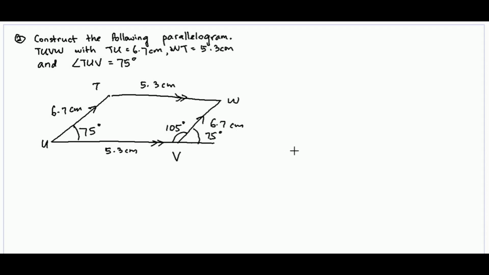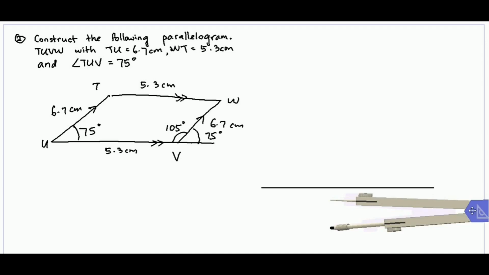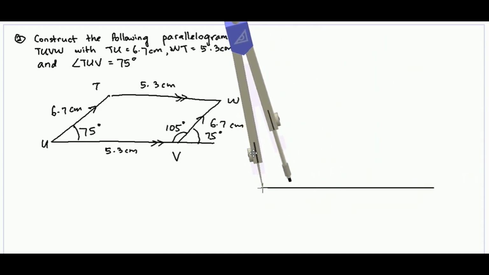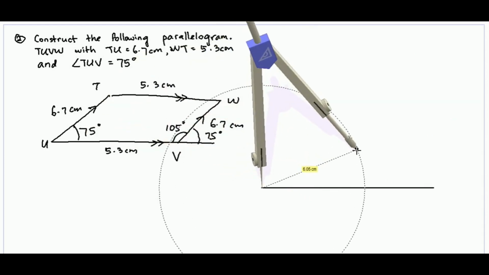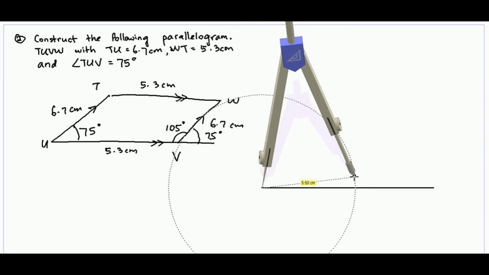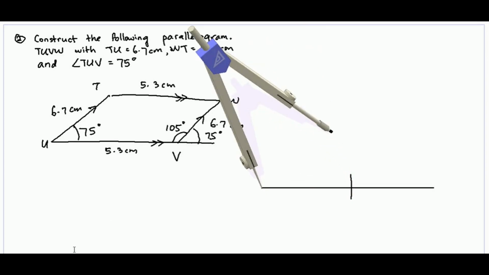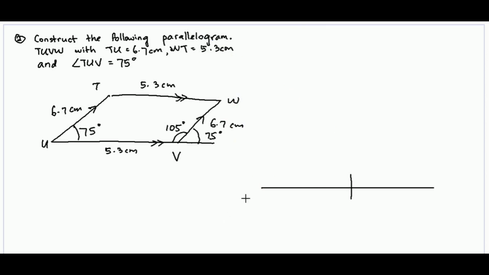The first line you have to draw is UV, 5.3 cm, correct? Okay, draw a line first. Take out your compasses, place this here, then open up the compasses to 5.3 centimeter. Make an arc. This is U. This is V. Here is 5.3 centimeter.